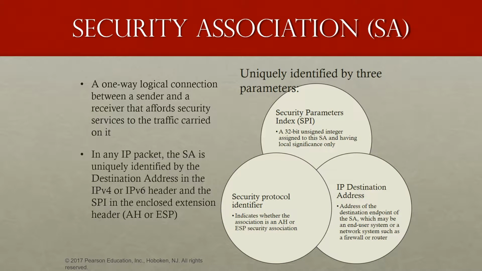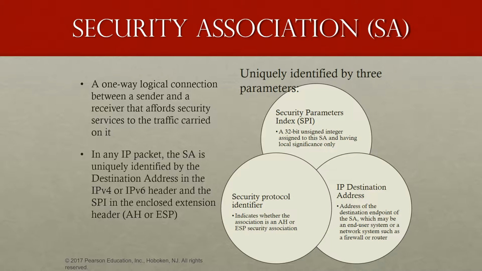Security Association, SA. A key concept that appears in both the authentication and confidentiality mechanisms for IP is the Security Association, SA. An association is a one-way logical connection between a sender and a receiver that affords security services to the traffic carried on it. If a peer relationship is required to be two-way and secure, then two security associations are required.